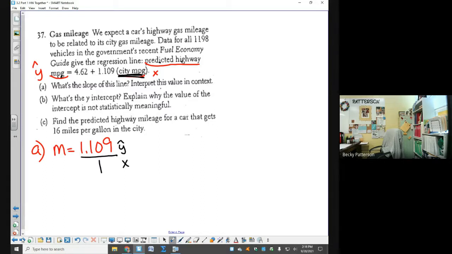So for every one increase of these, this is an increase. Could it ever be a decrease? Yes, if your slope is negative. Well, y hat would be predicted to decrease.